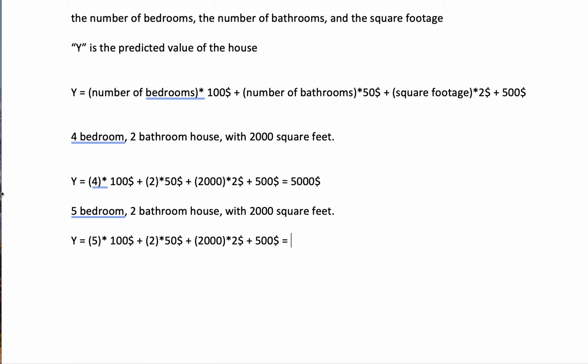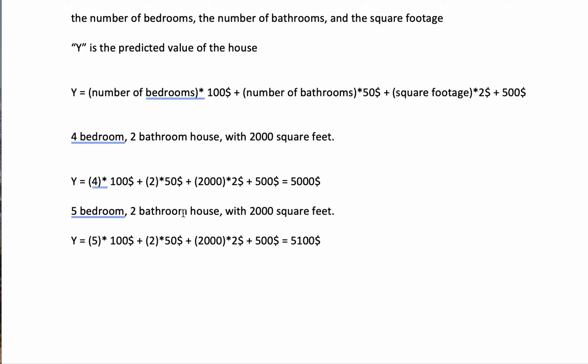And let's calculate this. 5 times 100 is 500. So we have 500 here, 500 here, that's 1,000. We have 4,000 here, so that's 1,000 plus 4,000 is 5,000. And then we have 2 times 50, which is 100. So that means this adds up to 5,100. And that is by construction because of the way we designed the model.